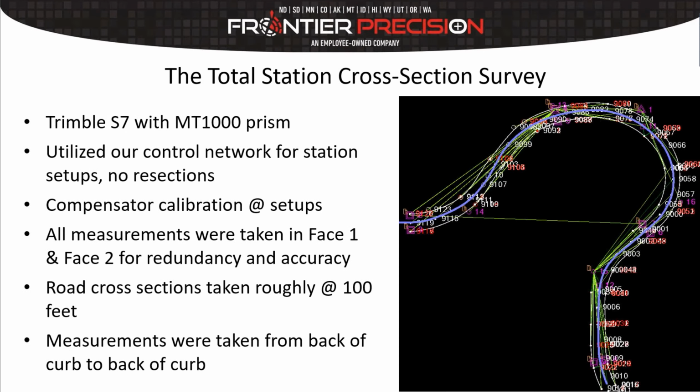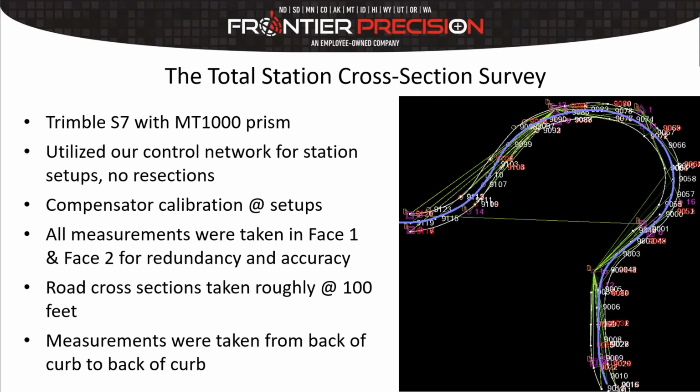So once that was done, we moved on to the cross-section survey. Again, we wanted to use something that we knew our customers would be using. So again, it's just that S7 with the MT1000 prism. It's just a standard multi-track prism. And then we used our control network, and we only did station setups. We wanted to avoid resection. So every setup was over a known point and backsighting a known point.